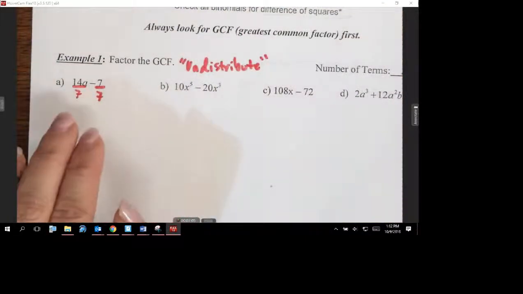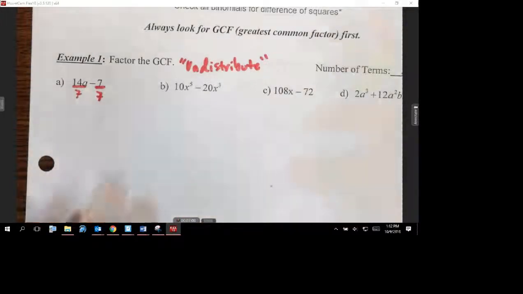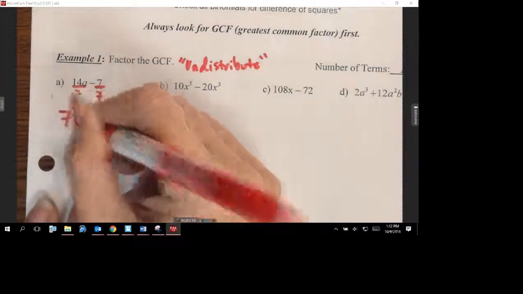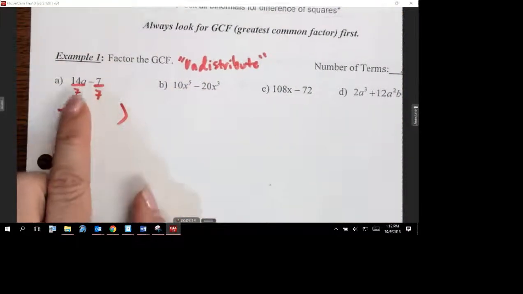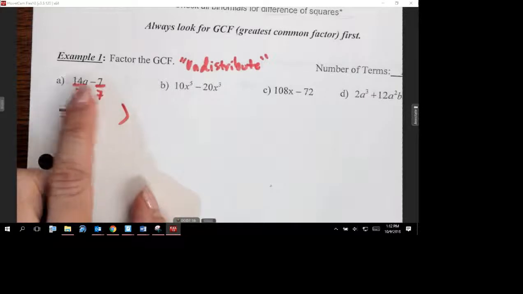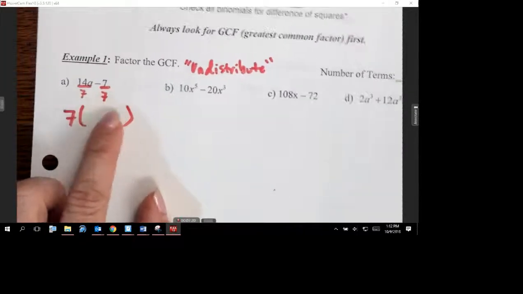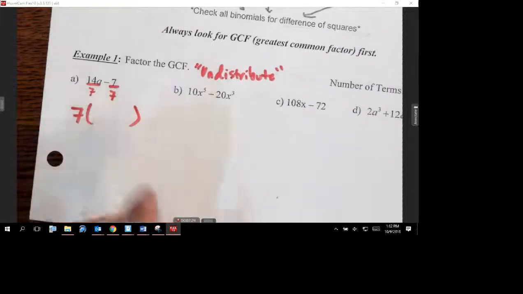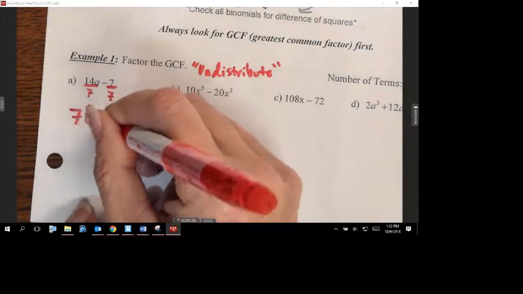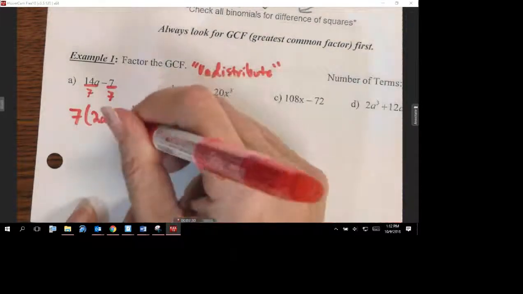So I'm going to make it look like a distributive property question before you multiplied it in. So I'm going to take that 7 and pull it out in front of a parenthesis. And how many things am I taking it out of? How many terms? 2, so there will still be 2 terms inside the parenthesis. So once I divide 14a by 7, what do I get? 2a, and then minus, and then 7 divided by 7 is a 1.